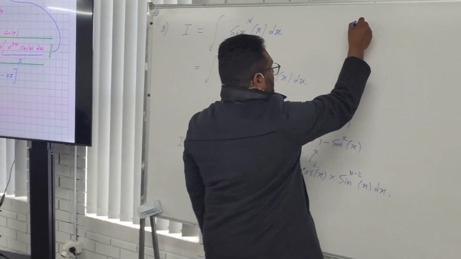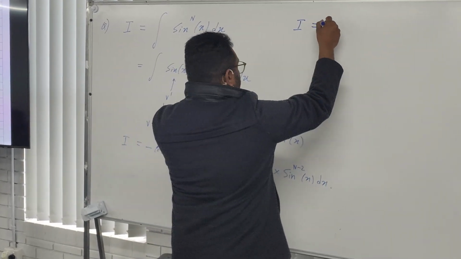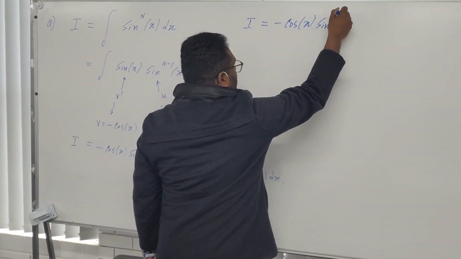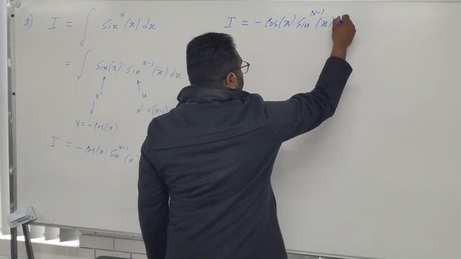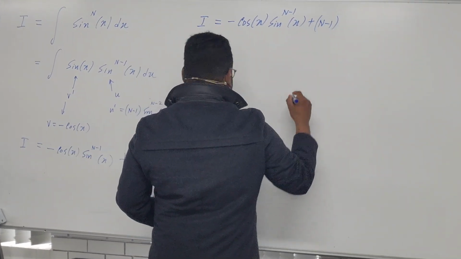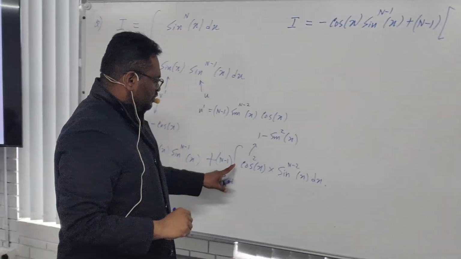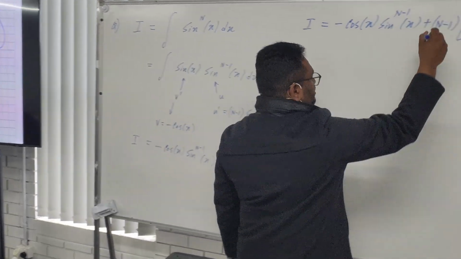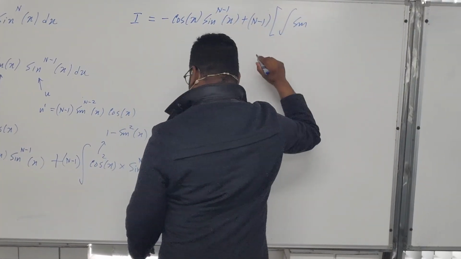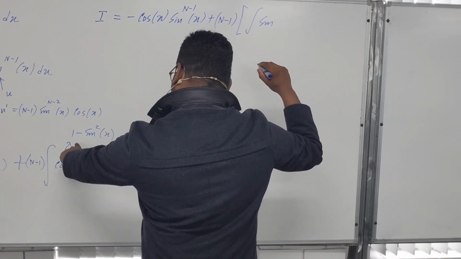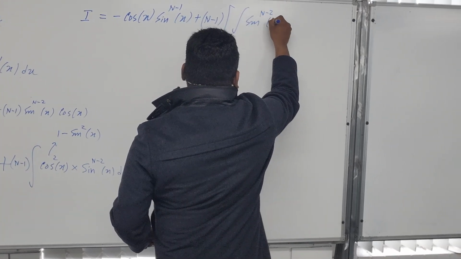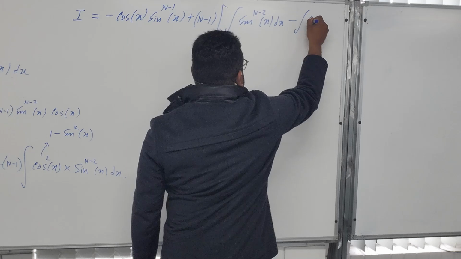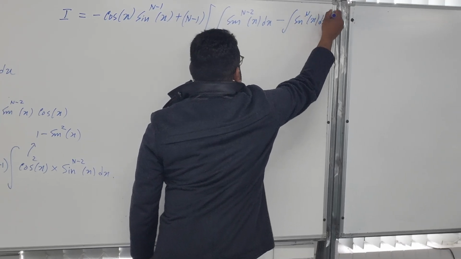So what will happen? I is equal to minus cos x sin^(n-1) x, I'm just copy pasting here, plus n minus 1 times the bracket: the integral of sin^(n-2) x dx, then minus the integral of sin^n x dx, close the bracket.